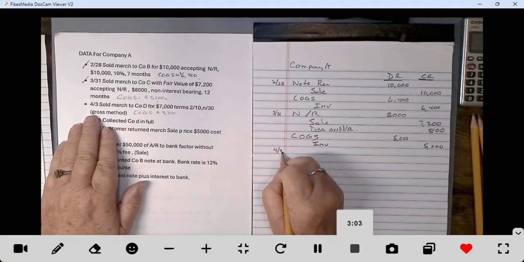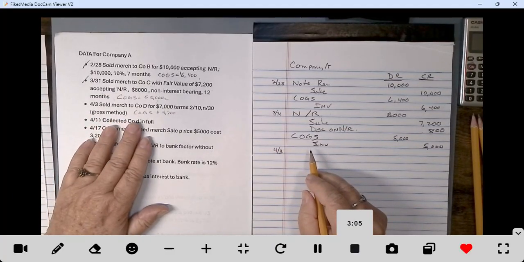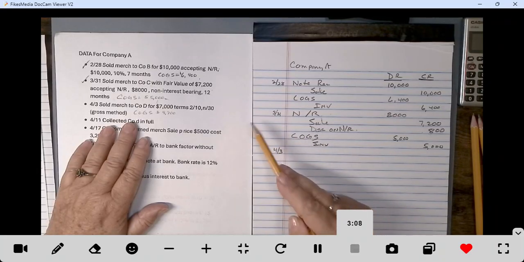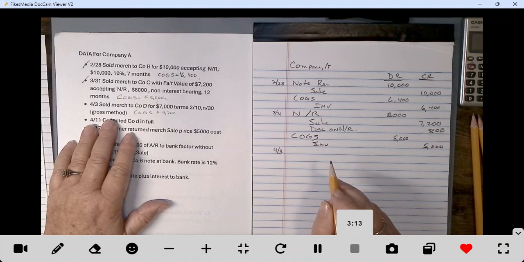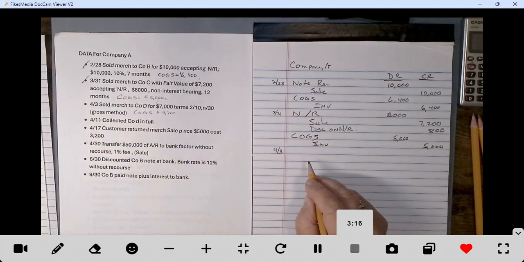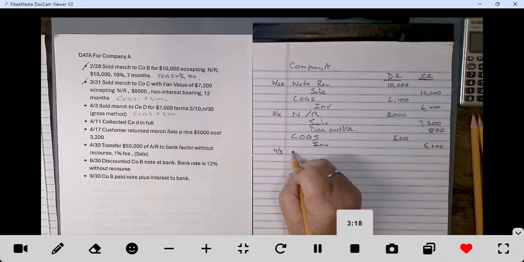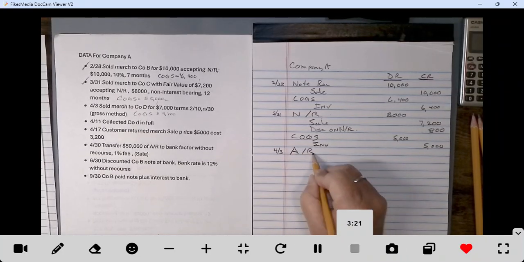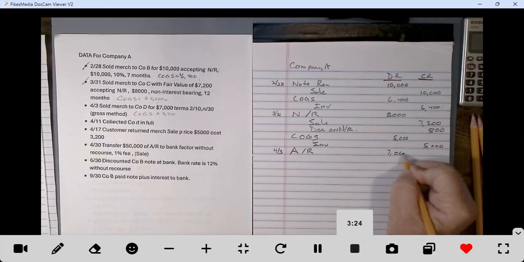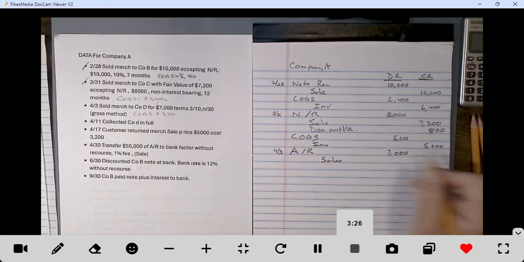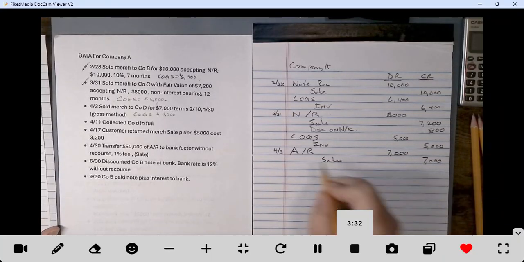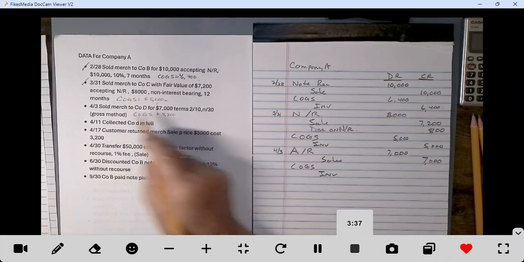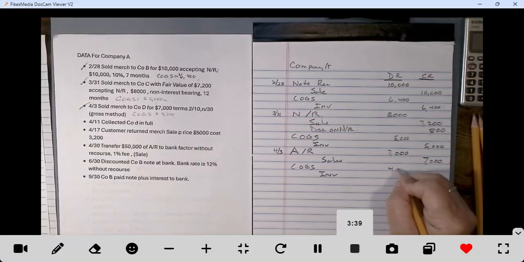4/3. Sold merchandise to Company D for 7,000. Terms 2%, 10 days, net 30, using the gross method. So in the narrative, you have to find out if they're using the net method or the gross method. So on 4/3, I have accounts receivable, again abbreviating, and sales, 7,000, because we are on the gross method. My cost of goods sold and inventory, 4,700.